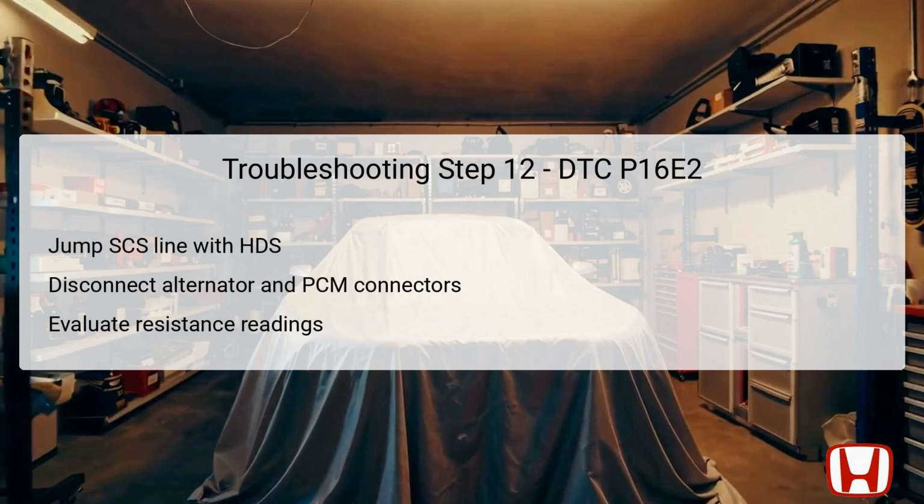Jump the SCS line again via the HDS and wait for the reset process to occur. After that, proceed by removing both the alternator 1P connector and the PCM connector A for a resistance evaluation.